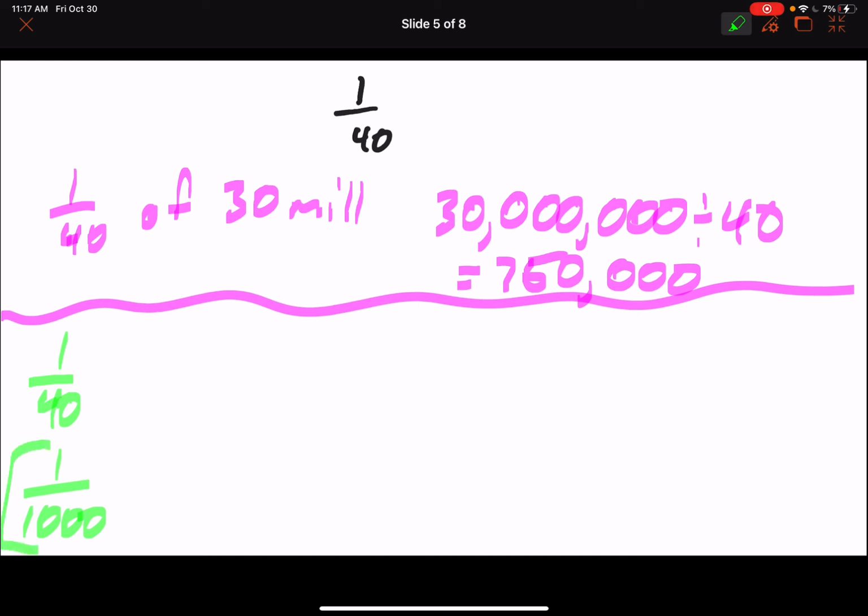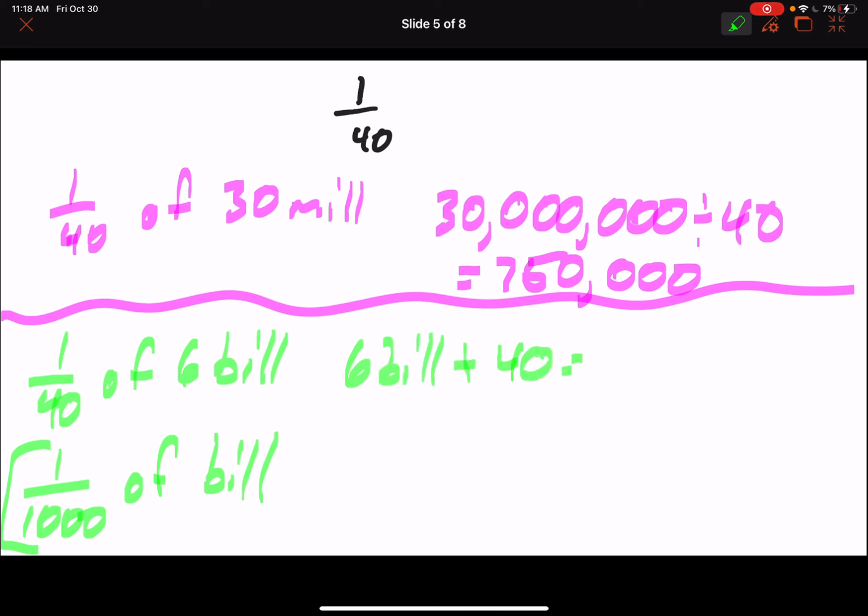Like, 1/1000th of a pizza would be like a crumb, right? So I'm looking at this in comparison to the world population. There are 6 billion people in the world, so I'm just going to take 1/40th of 6 billion people. Pause and use that on your calculator right now. So 6 billion divided by 40 is equal to 150 million people. Is that a lot of people or a little bit of people? 150 million, that's a lot of people.